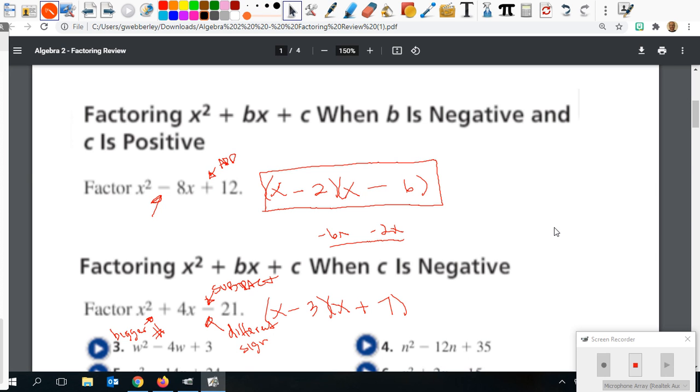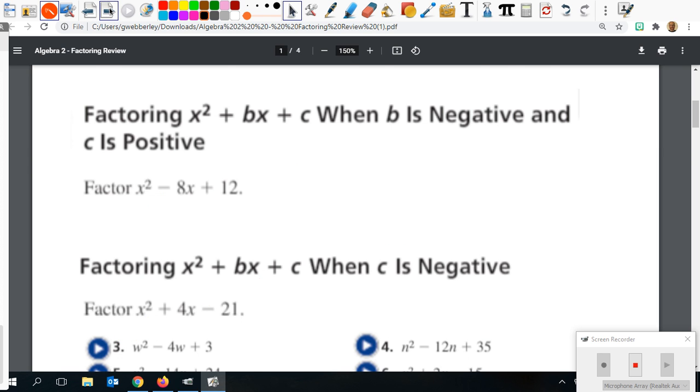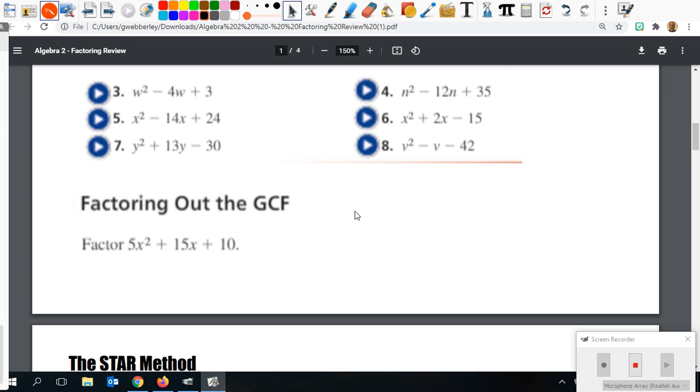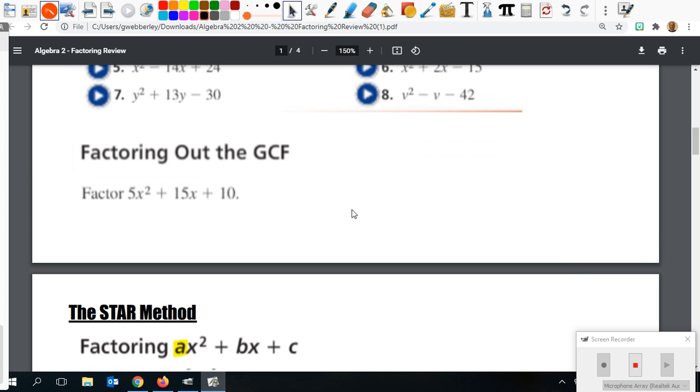Okay, I'll give you some time to work on these ones on your own in just a moment. Let's go down to the bottom where it says factoring out the GCF. So factoring out GCF. GCF stands for what again? Does anybody remember what that stands for? What does GCF stand for? Greatest common factor. Good job. Let's write that down. This is for greatest common factor.